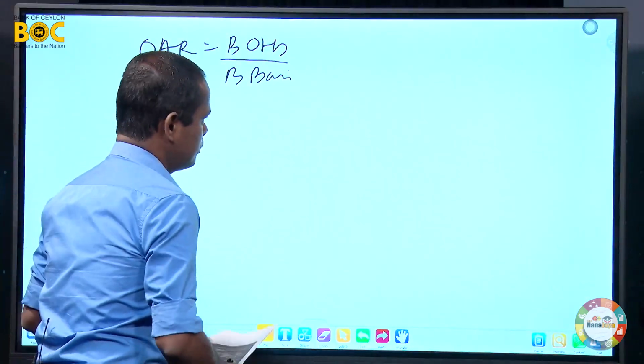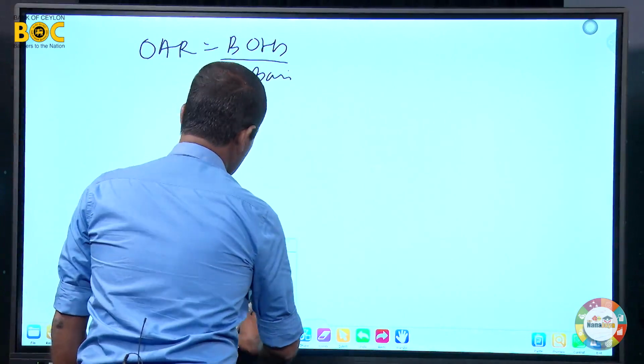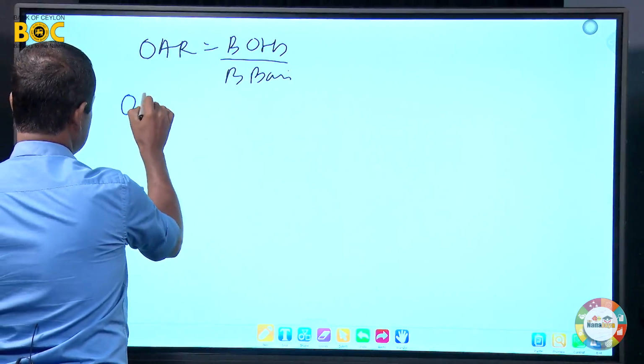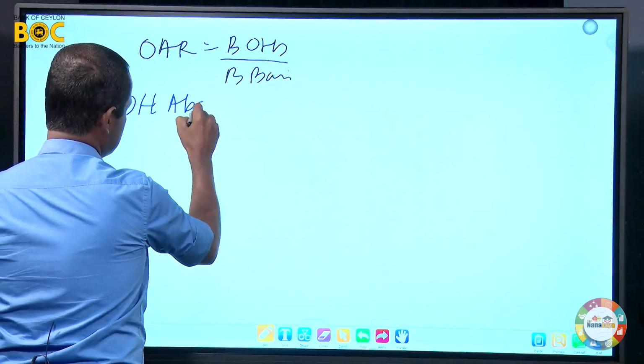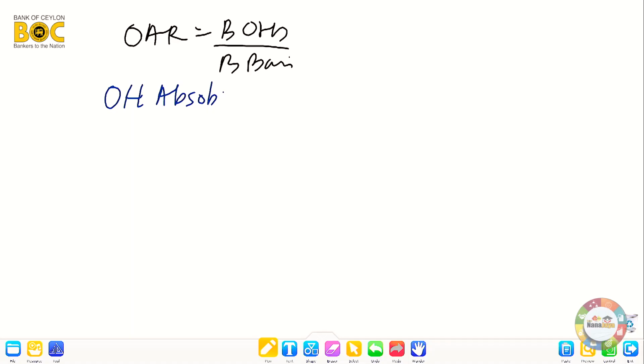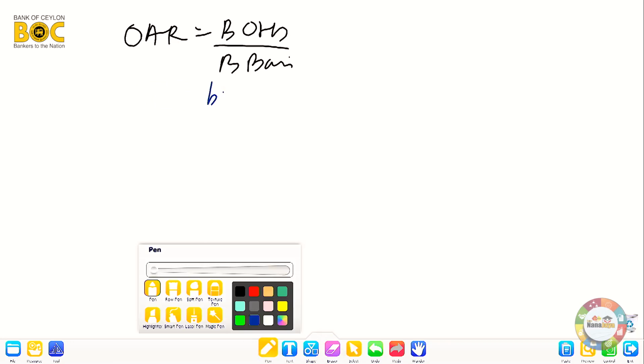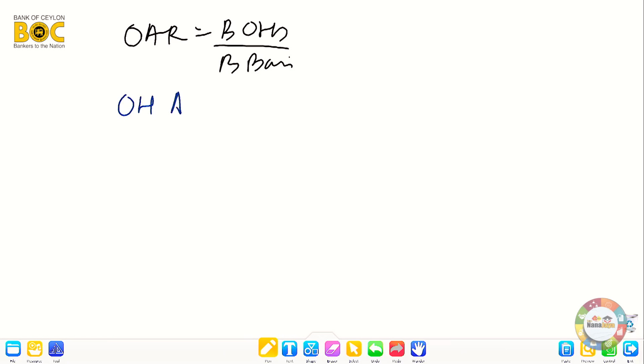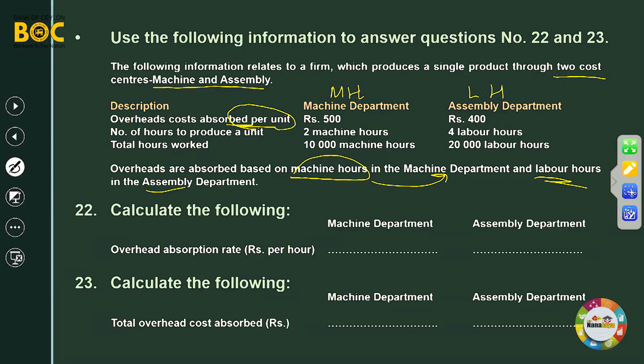Then we learned that overhead absorbed equals overhead absorption rate into actual hours. In this question, you can use this approach to get the missing value.